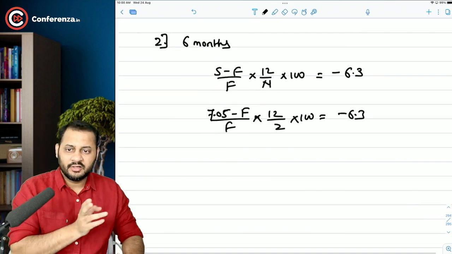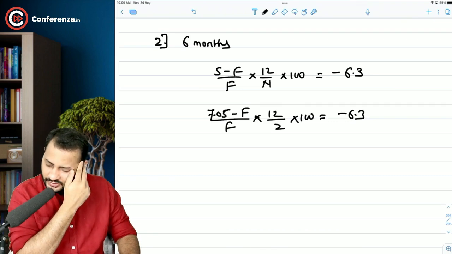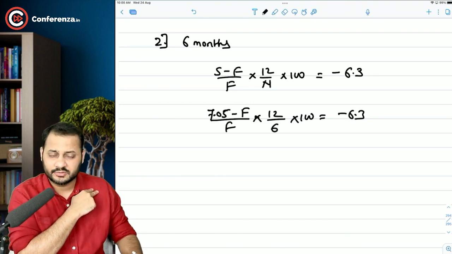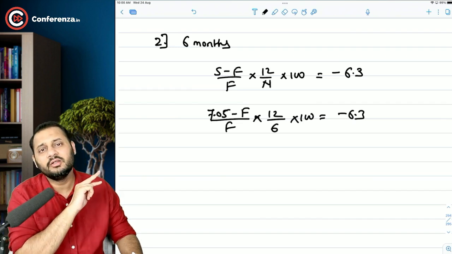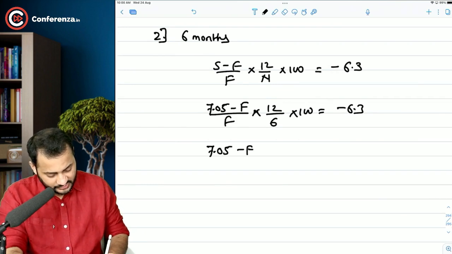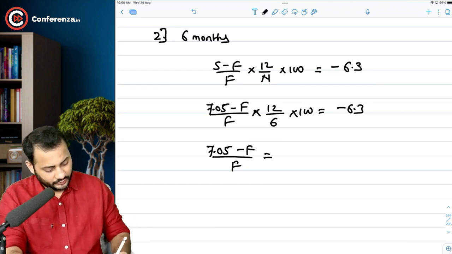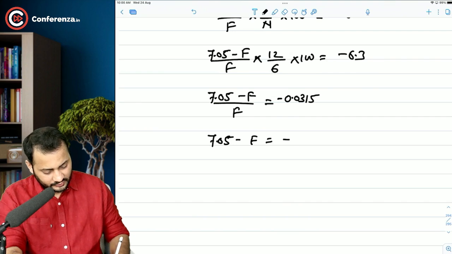Now if you transfer 100 to that side, it will come in the denominator, and 12 by 6 will be taken here because of 6 months. So 12 by 6 is 2. The 2 will also go to that side and come in the denominator. So it will look like this: (7.05 minus F) divided by F is equal to 6.3 divided by 100 divided by 2, that is 0.0315 negative. So 7.05 minus F is equal to minus 0.0315 F.